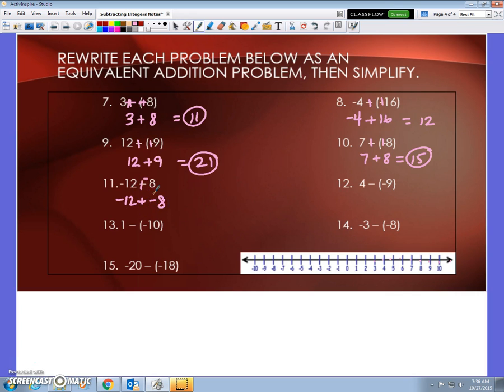Okay, and negative 12 plus negative 8, same signs, add and keep. Negative 20. I'm adding them together and I'm keeping the negative sign. Another one, change. 4 plus positive 9, or 4 plus 9. 13. 1 minus negative 10, or 1 plus 10, equals 11.